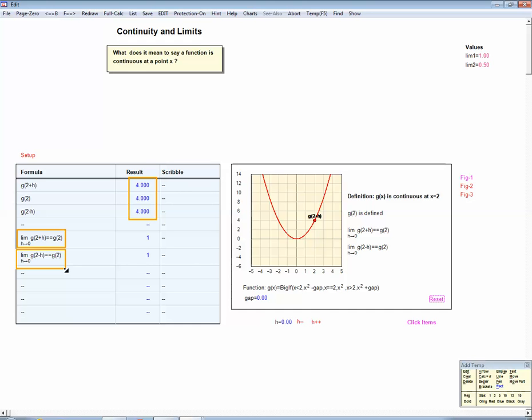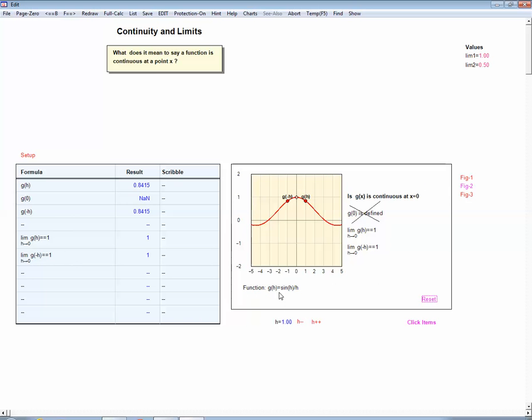Now let's contrast that with something else that we've looked at. Let's compare that to this function, sine of h over h. We saw that that limit exists, and in fact the limit as h goes to 0 we saw is 1. Let's ask ourselves the question, is this a continuous function? And the answer is no, it's not continuous because the first condition isn't met.